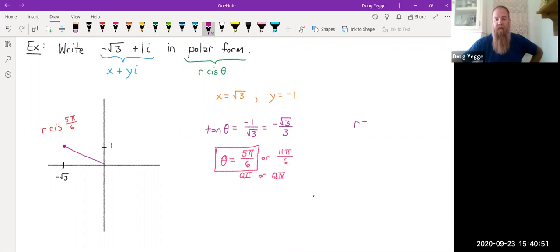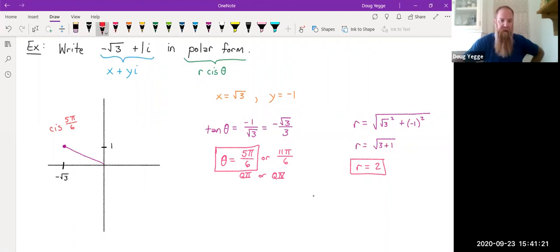Well, remember that r is the square root of x squared plus y squared. So root 3 squared plus negative 1 squared. Well, that gives me that r is equal to the square root of 3 plus 1, which is 4. Square root of 4 gives me 2. So that means that r is equal to 2. Well, if r is equal to 2, then I can come back here and see that my r value is 2. So 2 cis 5 pi over 6 is the same thing as negative root 3 plus i.